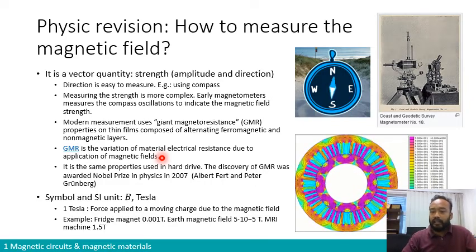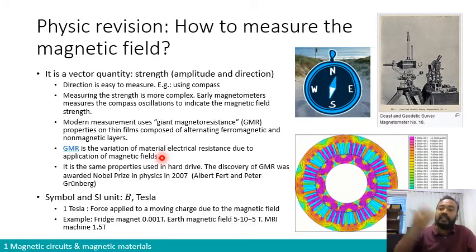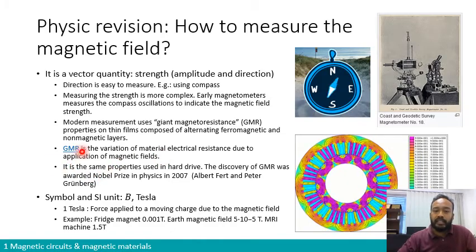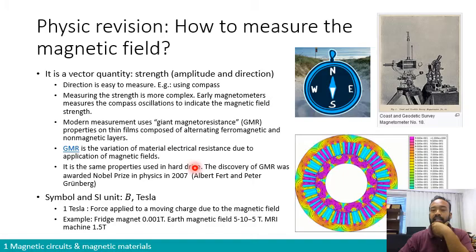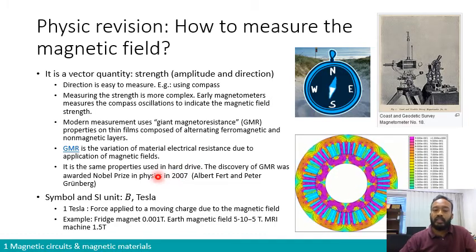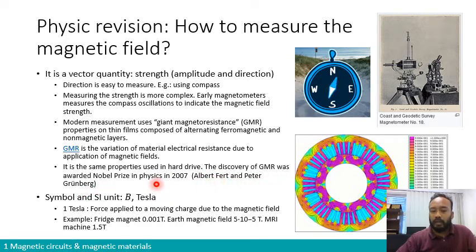If the resistance of that material varies, GMR will describe basically the strength of the magnetic field. This GMR property is the same thing that is used in your mechanical hard drive. Of course, nowadays you are all converting to SSDs, but the hard drive uses the same GMR material. The discoverers of GMR, two people, Albert Fert and Peter Grunberg, won a Nobel Prize in Physics in 2007. That's an interesting point to share with you.